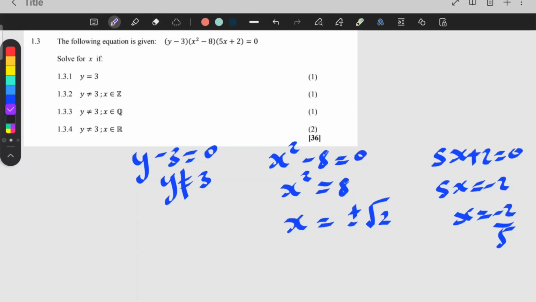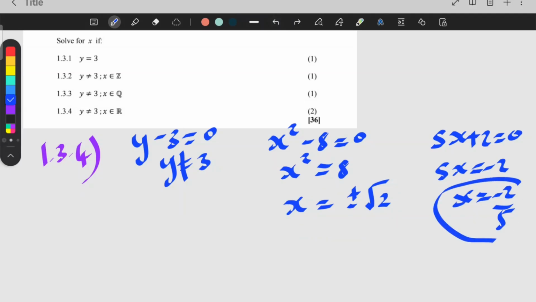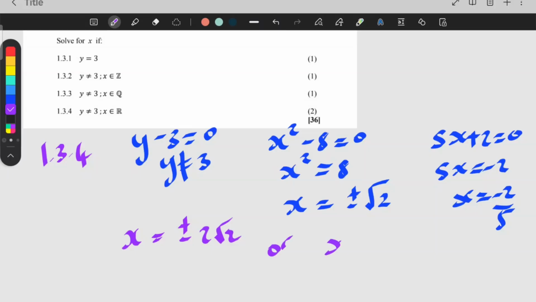1.3.4 says, solve for x. Y cannot be 3 and x is an element of the real numbers. So, a real number includes all integers, all rational numbers, all whole numbers, all natural numbers. So, this is a real number and this is a real number. And y cannot be 3. So, our answer is x is equal to plus or minus 2 root 2 or x is equal to negative 2 over 5. And that's how you do that question, grade 11.